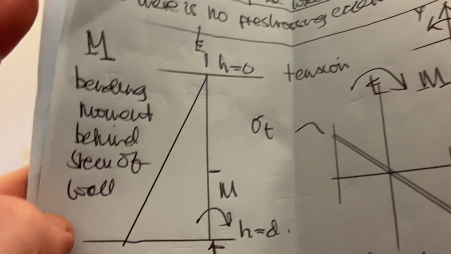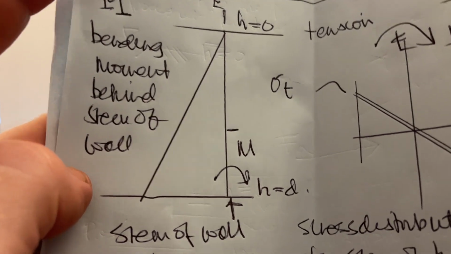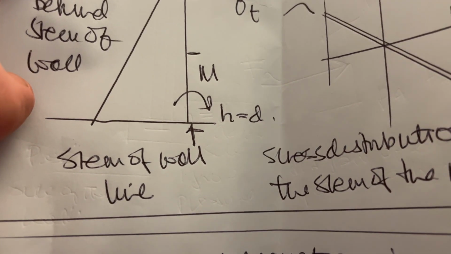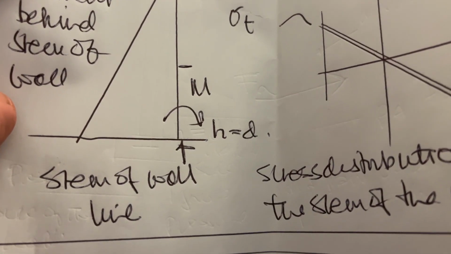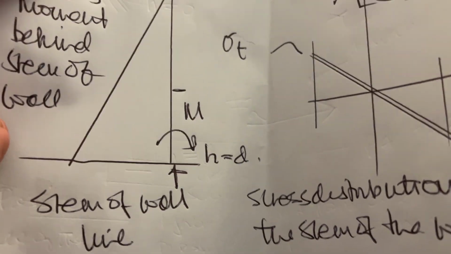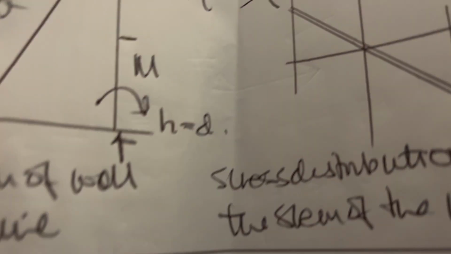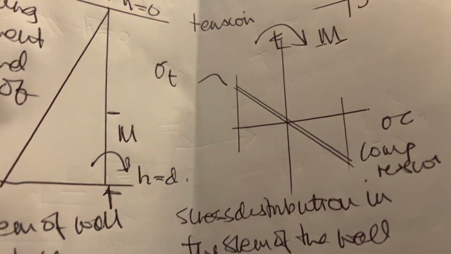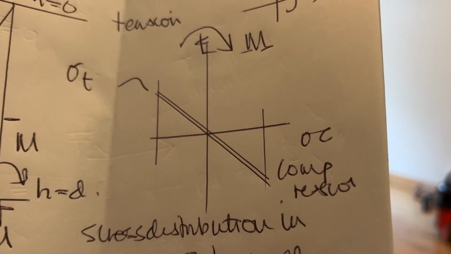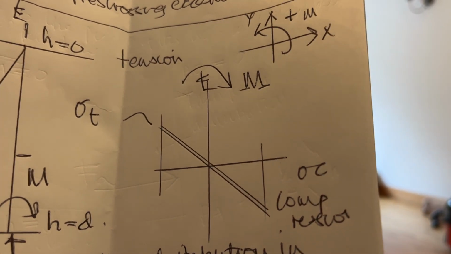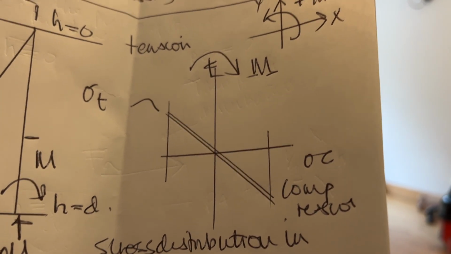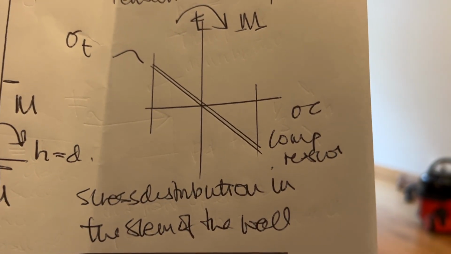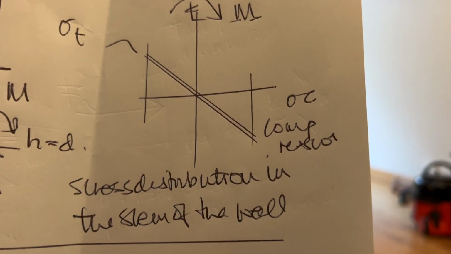So this is the bending moment diagram. M is the bending moment behind the stem of the wall. H equals 0, and then we've got the stem of the wall, H equals D. Then there's a moment which is clockwise, so that is a minus moment. What that does in the stem is tension on the left and compression on the right. The overturning moment is M. Sigma T is a tension moment, which is equal but opposite to sigma C, which is compression.